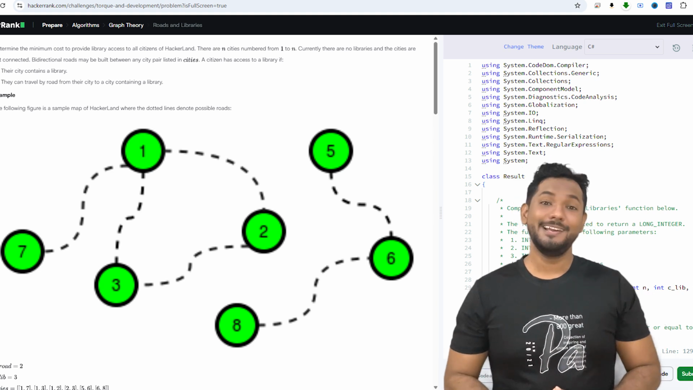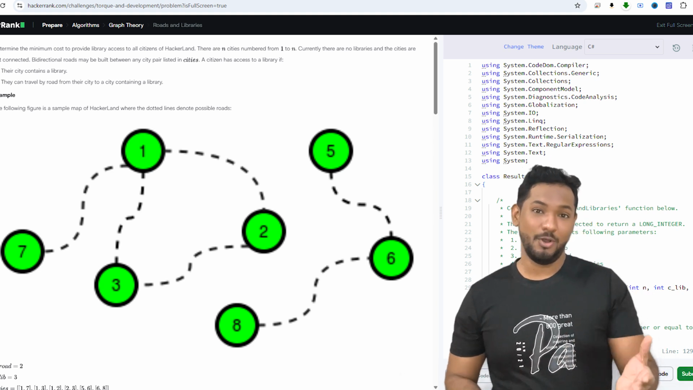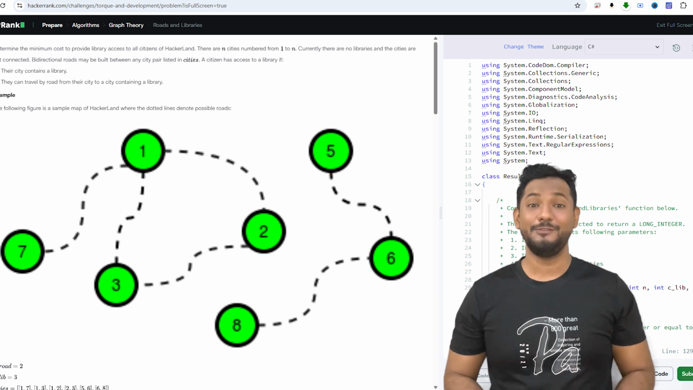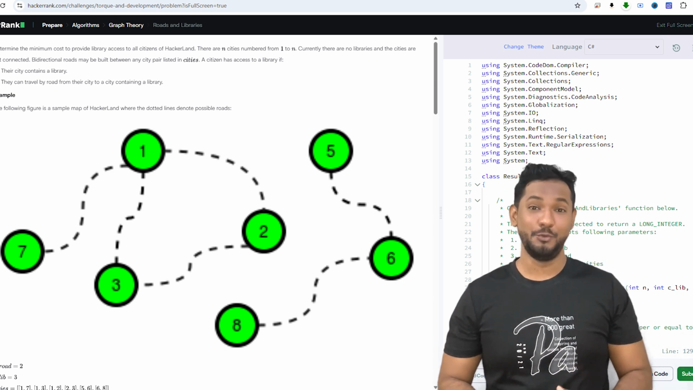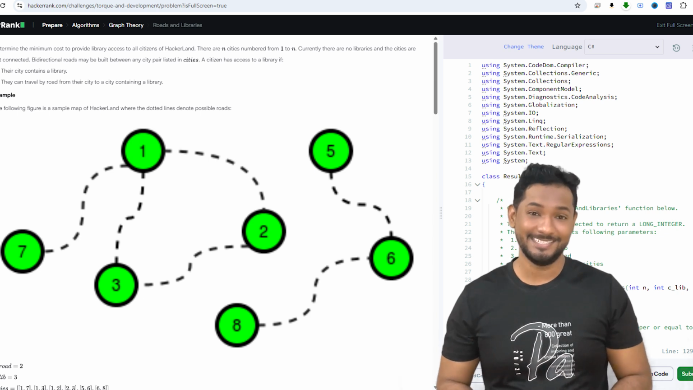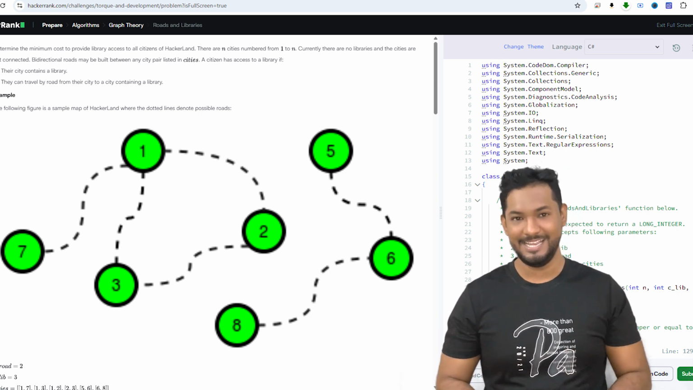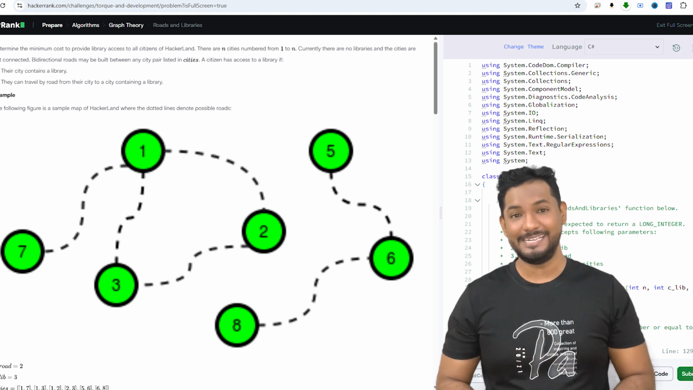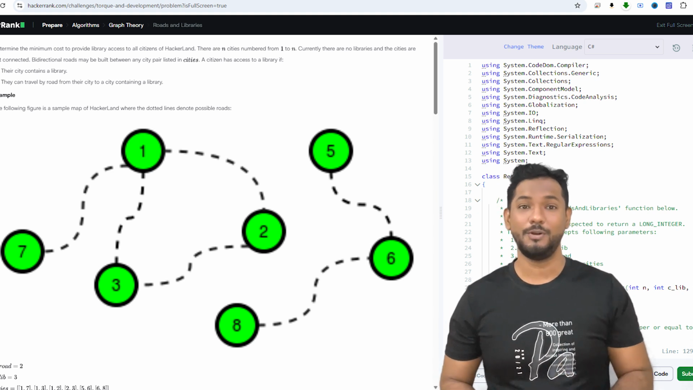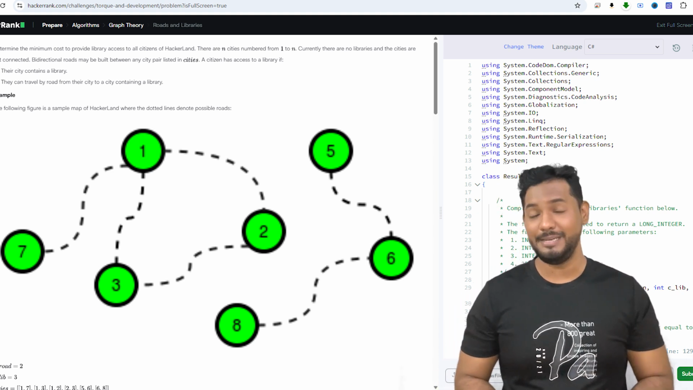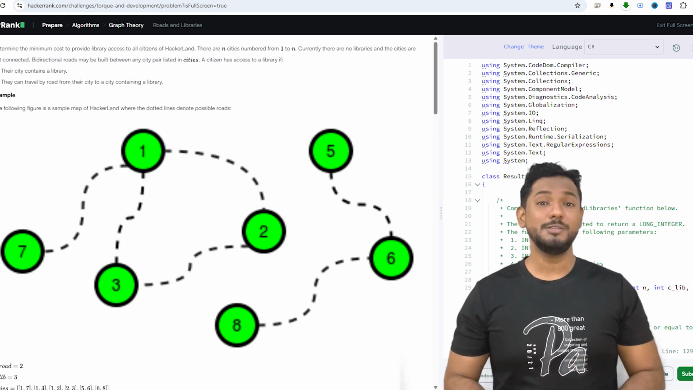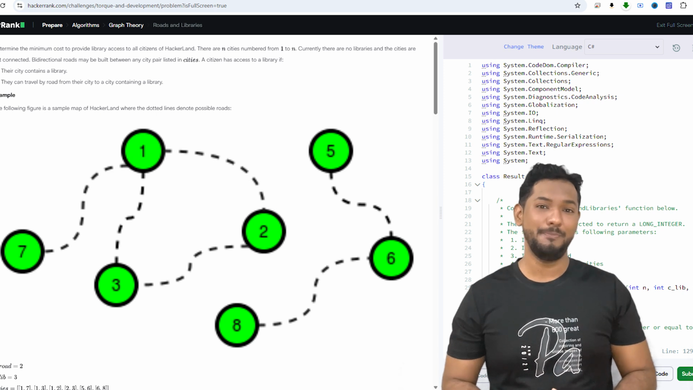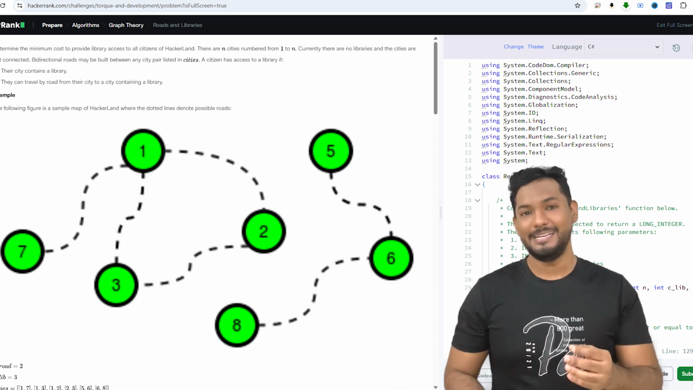So now we have a clear approach: compare the cost of building libraries and roads. If libraries are cheaper or equal, build them in every city. If roads are cheaper, construct an adjacency list to represent city connections, using DFS to find connected components and calculating the cost for each. Understanding the problem deeply and breaking it down into manageable steps is crucial. It's not just about writing code, it's about building a solid foundation that will guide our coding process.